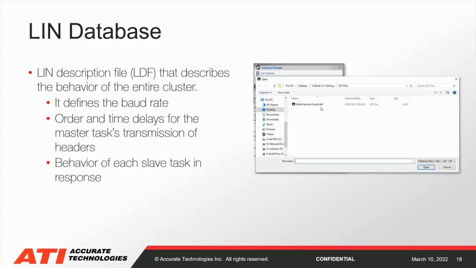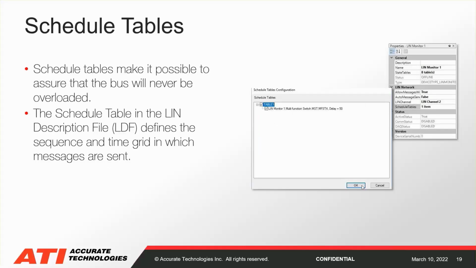The LIN database file, or LDF, is similar to a DBC file in that it describes the behavior of the local network. The LDF is used to configure and create the scheduling behavior of the LIN cluster, as well as defining the messages. Schedule tables make it possible to assure that the bus will not be overloaded. They're also the key component to guaranteeing the periodicity of the signal.